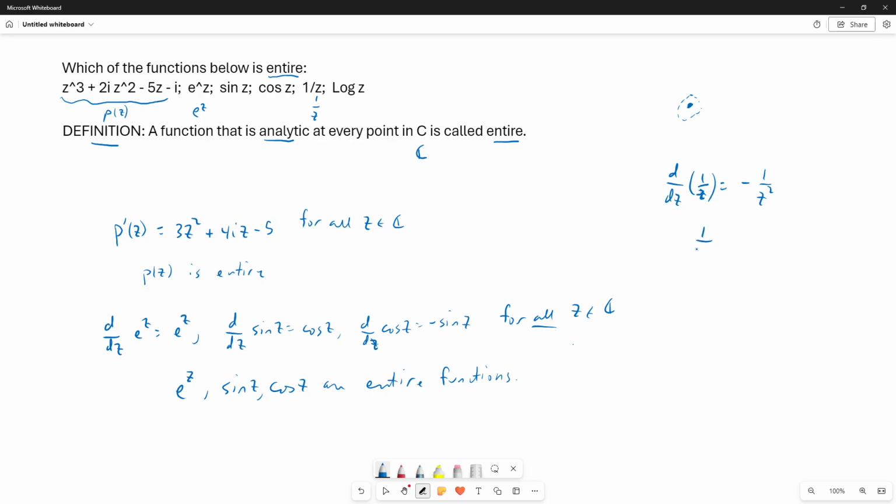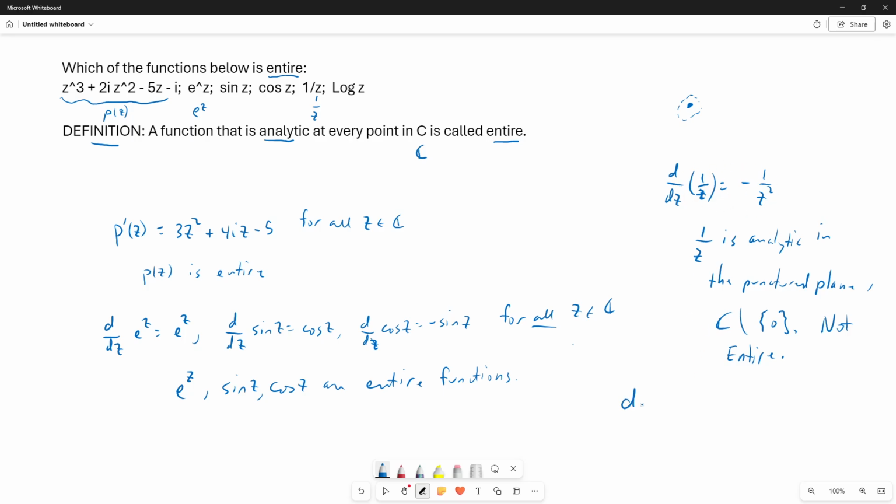So 1 over z is analytic in what's called the punctured plane. The punctured plane means the complex plane without the number 0. So it is not an entire function, because there is a point in the complex plane at which the function is not differentiable.